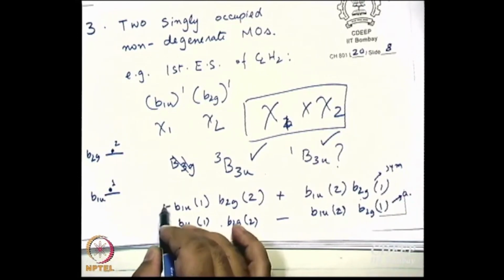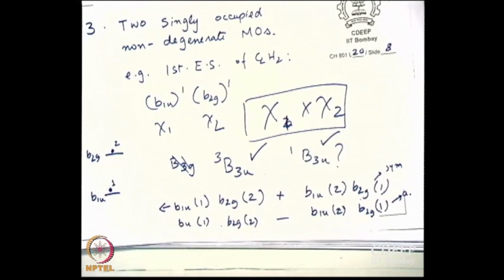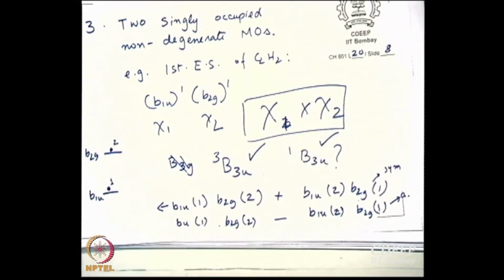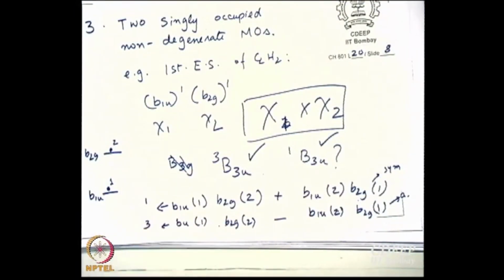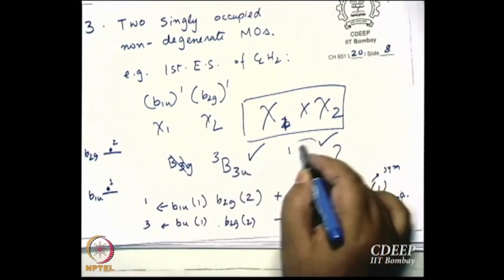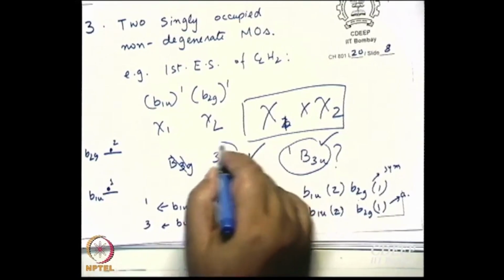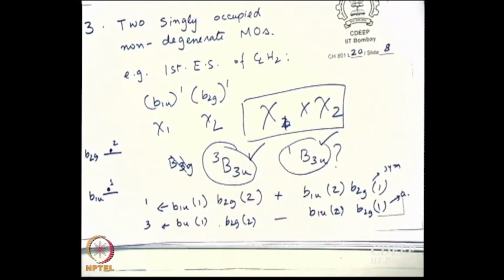So the symmetric space part has to be combined with the antisymmetric spin part for the total wave function to be antisymmetric, right. What is the antisymmetric spin part? Right. And when the space part is antisymmetric, it has to be combined with a symmetric spin part. There are three possibilities there: alpha alpha, beta beta, and alpha beta plus beta alpha. That is why this gives rise to a singlet state, this gives rise to a triplet state. So you can have singlet B3U, you can also have triplet B3U. This is extremely important to understand.